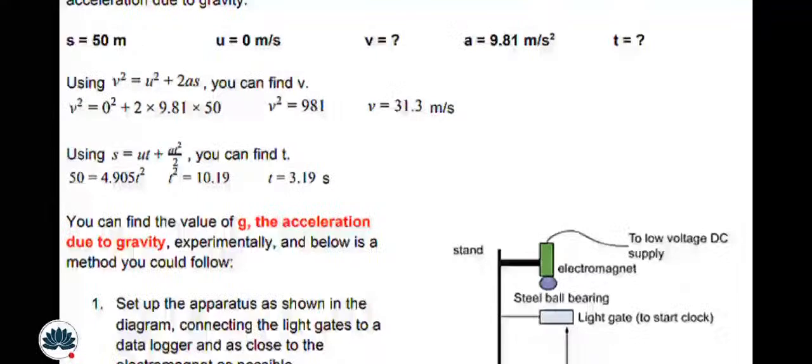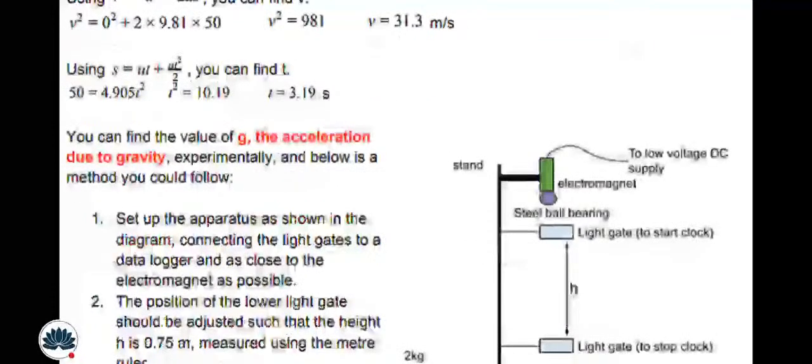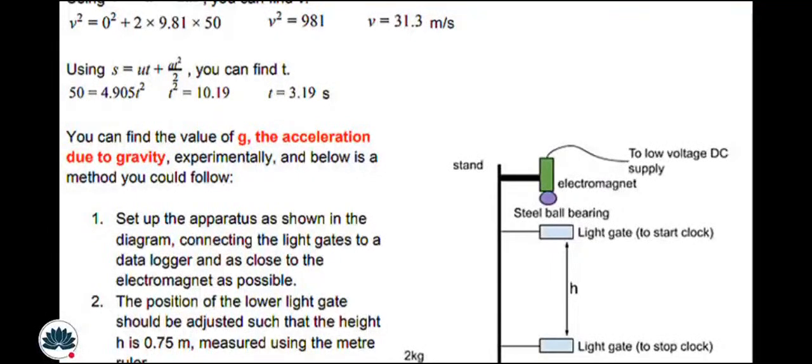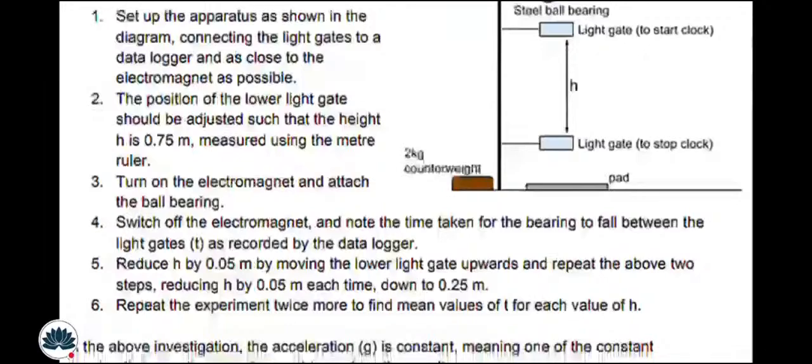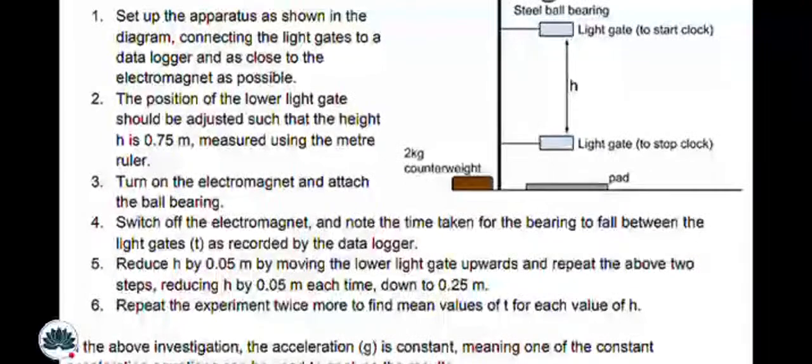Moving towards the next. You can find the value of g, the acceleration due to gravity, experimentally, and below is a method you could follow. Set up the apparatus as shown in the diagram, connecting the light gates to a data logger and as close to the electromagnet as possible. The position of the lower light gate should be adjusted such that the height is 0.75 meters, measured using the meter rule. Turn on the electromagnet and attach the ball bearing. Switch off the electromagnet and note the time taken for the bearing to fall between the light gates, as recorded by the data logger.